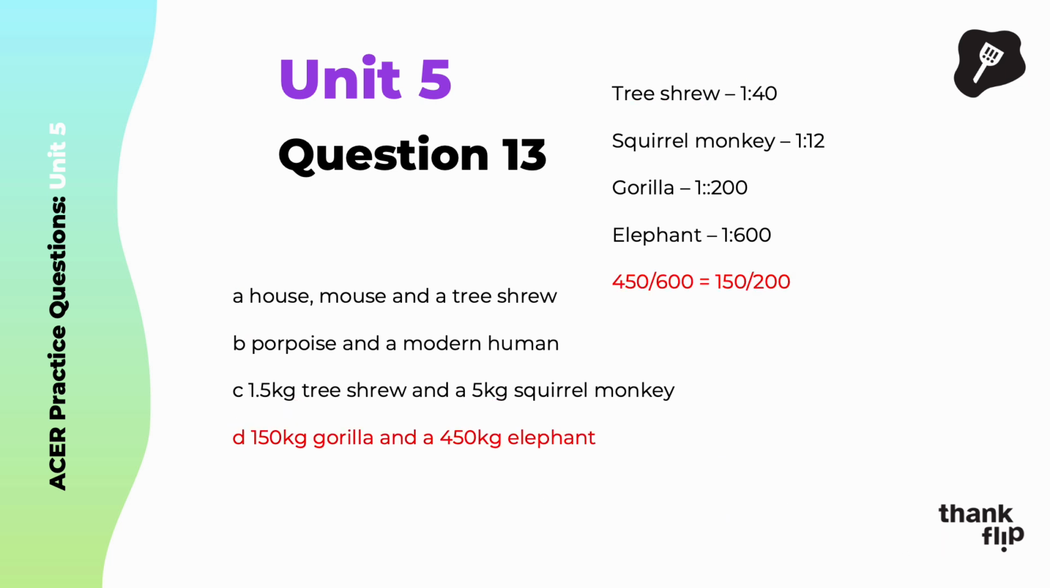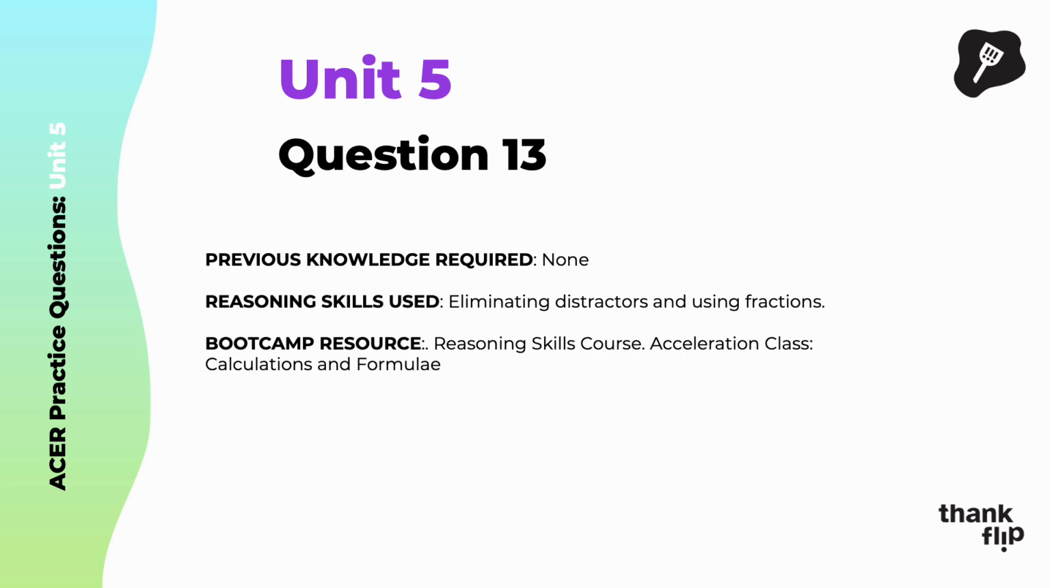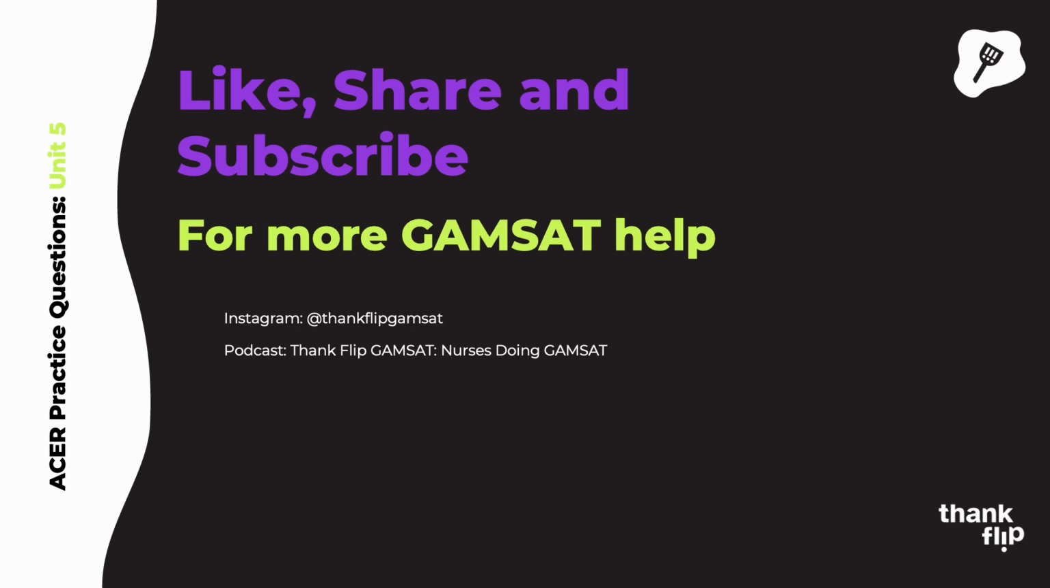And so that's how we get the answer for question 13. This is a question where absolutely no previous knowledge was required. You did not need to know anything about the brains or body masses of any of those animals. You just had to use your ratios and your fractions, and that comes under your reasoning skills. You also needed to be able to eliminate the distractors of all of the other animals listed. You can build on these skills using the reasoning skills course, as well as the calculations and formula acceleration class. And that brings us to the end of Unit 5.